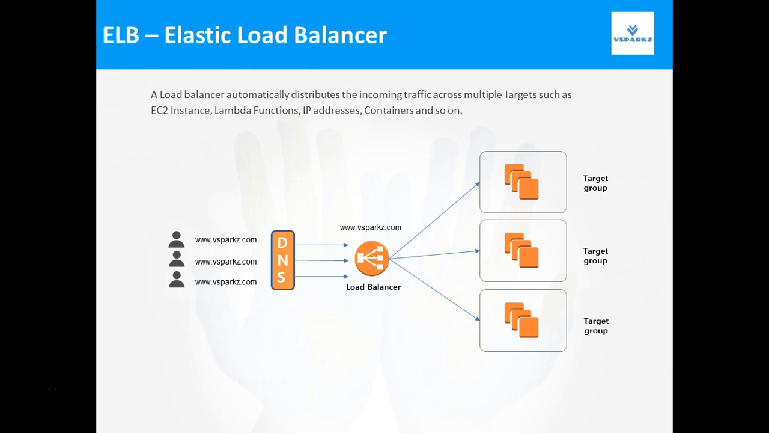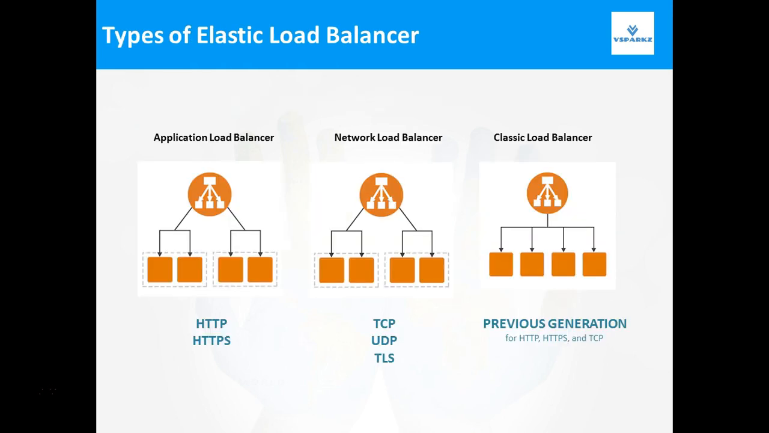Now let us take a look at Amazon's ELB. ELB stands for Elastic Load Balancer. The Elastic Load Balancer distributes the incoming traffic across a cluster of EC2 machines or Lambda functions or IP addresses and so on. You can see the flow of an ELB in the picture.